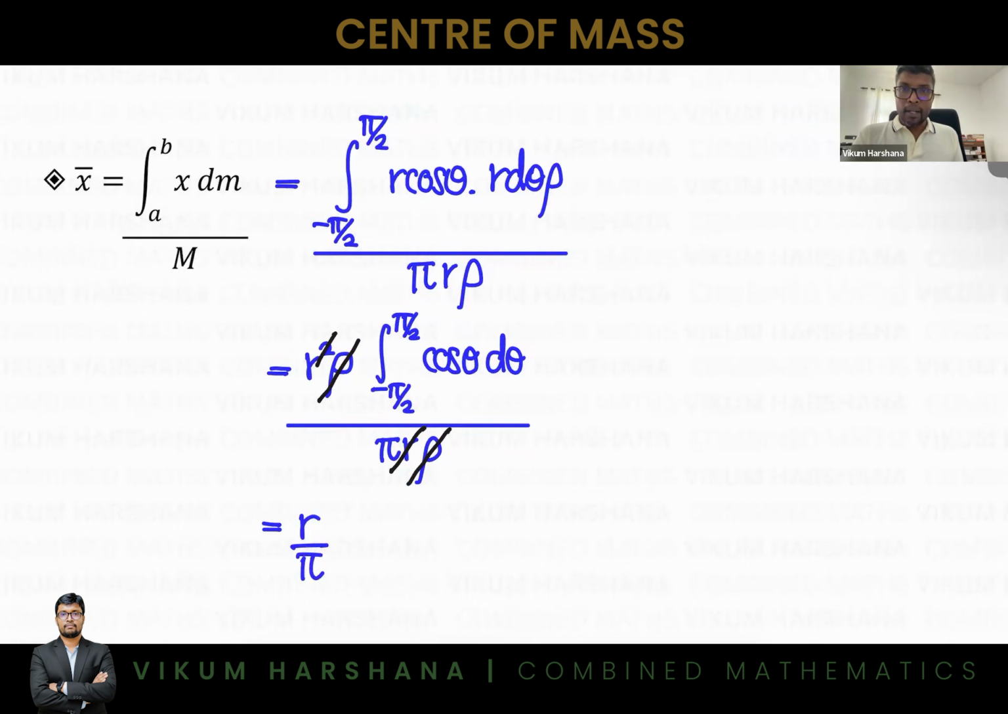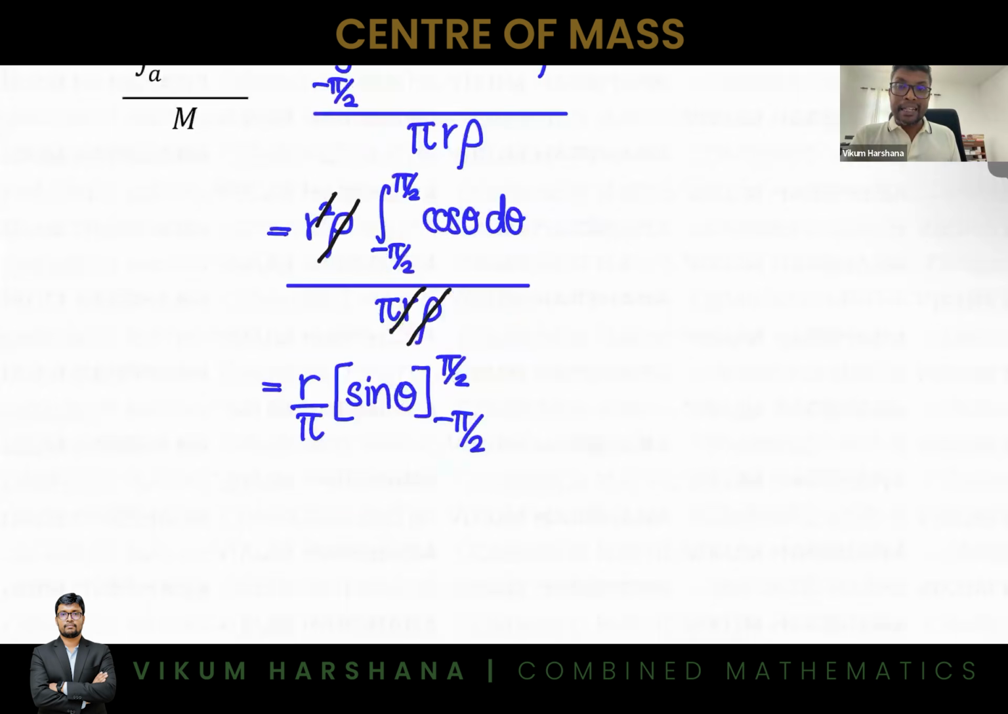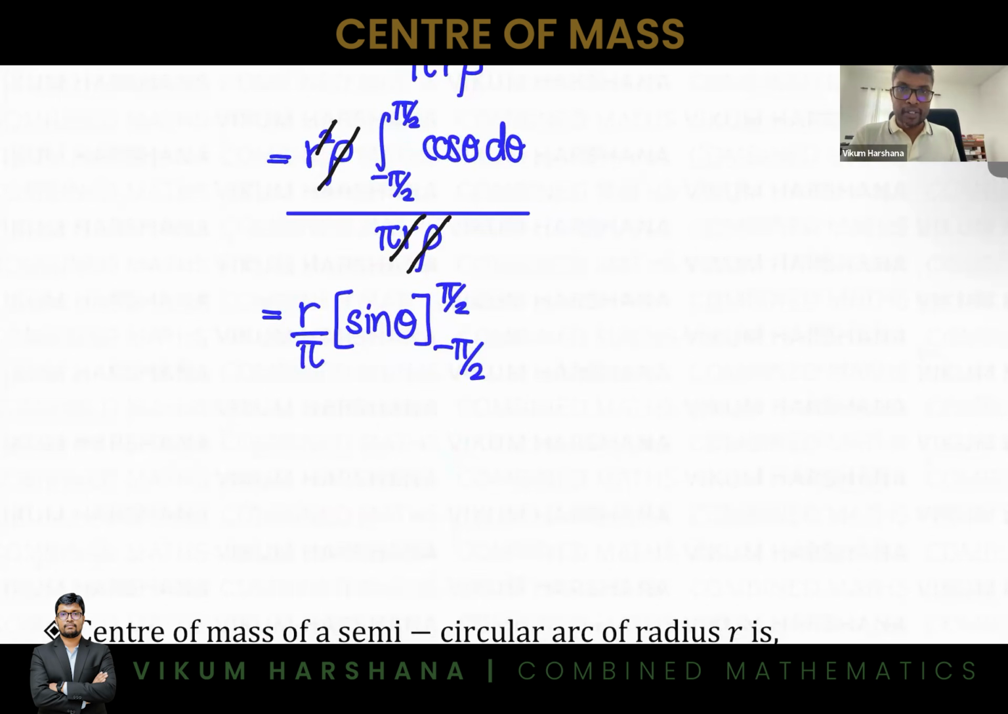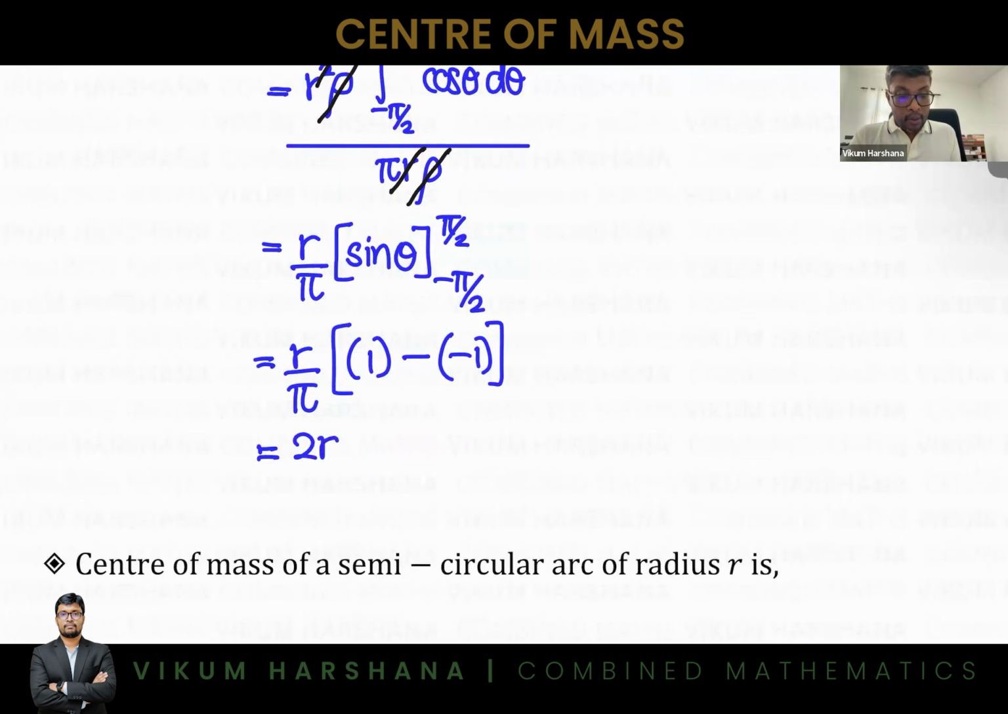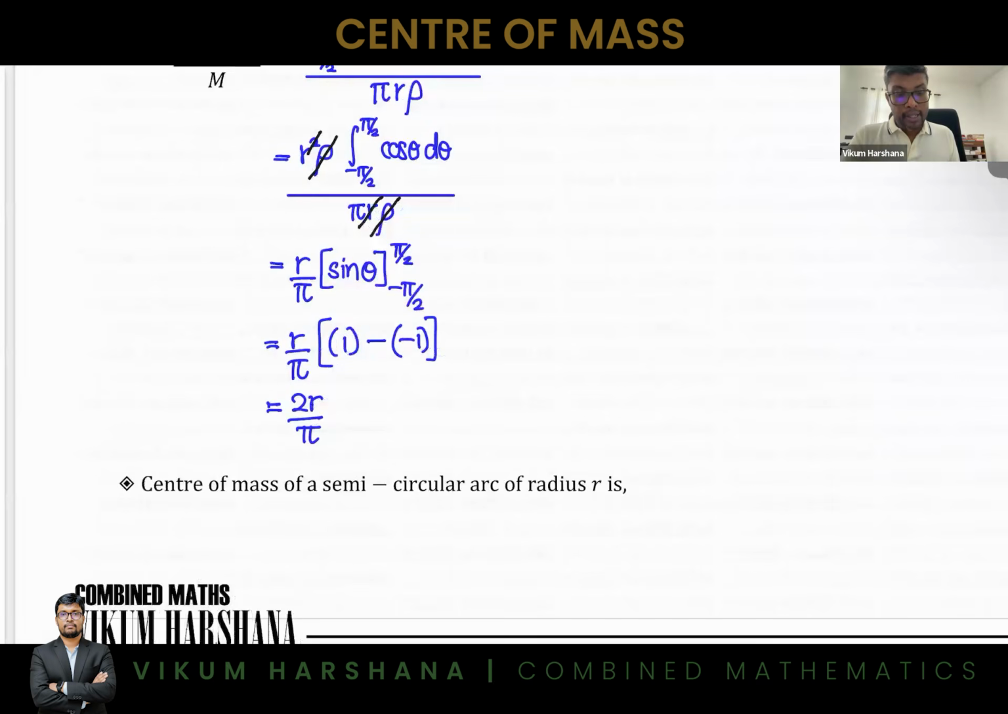Now look at the integration part. It is not that hard, it seems, right? What is the integration of cos theta? It is sin theta. Nice, good. So sin theta from minus 90 to plus 90. Most people think that the integration part is hard when it comes to the proofs of center of mass. No, it's not. So r over pi, sin 90 is 1, minus sin minus 90, which is minus 1. So 1 plus 1 is 2. So the answer is 2r over pi. Got the idea? So the answer is 2r over pi.